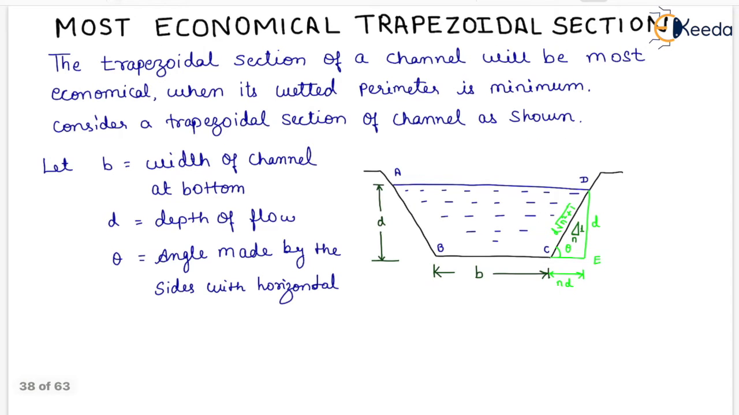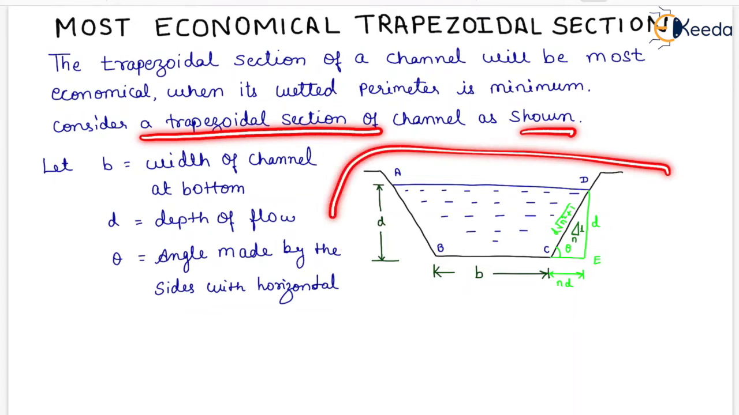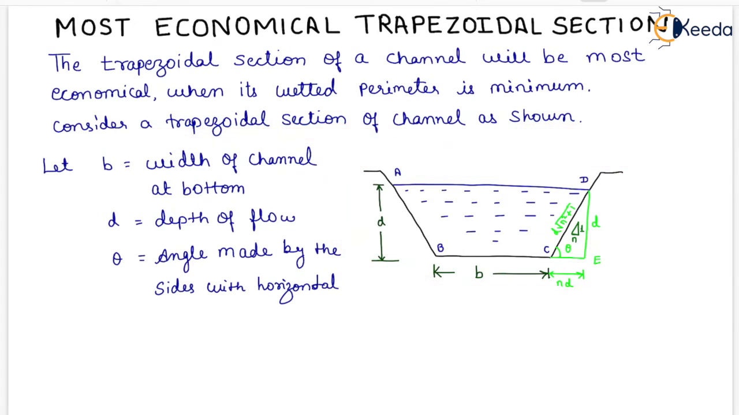Now moving on to the next topic, that is most economical trapezoidal section. The trapezoidal section of a channel will be most economical when its wetted perimeter is minimum. Consider a trapezoidal section of channel as shown, that is here. Now B will be equals to width of channel at bottom, which is shown here. D is the depth of flow, which is shown here, and theta is the angle made by the sides with horizontal, that is shown here.